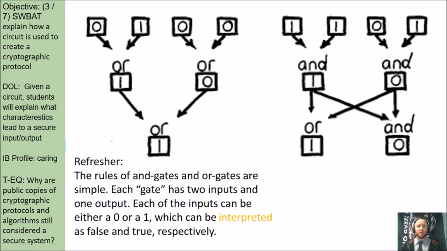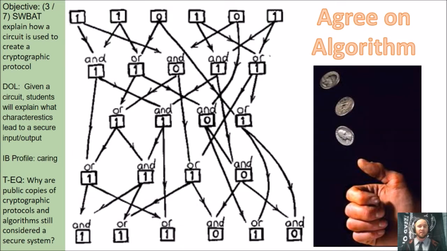So as a quick refresher, we have AND and OR gates inside of circuitry. The rules of AND gates and OR gates are simple. Each gate has two inputs and one output. Each of the inputs can be either a 0 or a 1, which can be interpreted as false and true, respectively. So here is what the algorithm essentially looks like. And we'll come back to this picture a little later in the lesson.